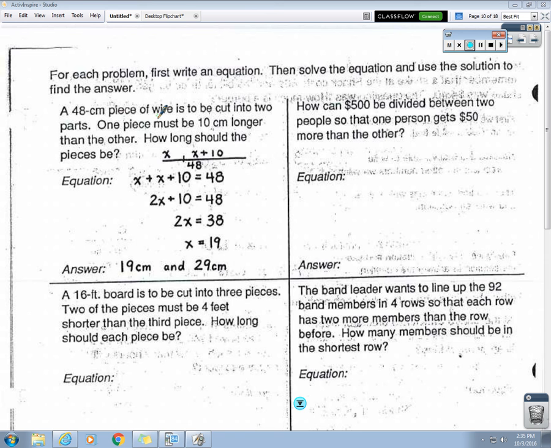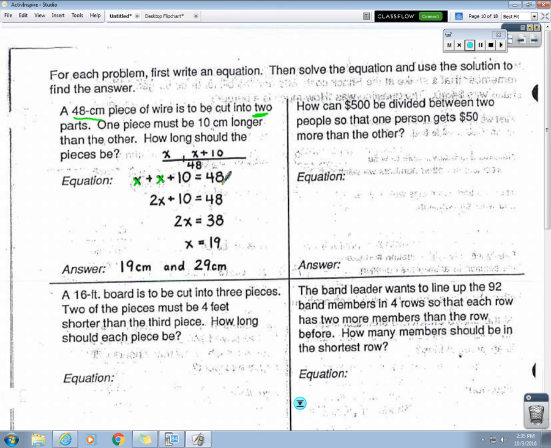Pay attention. A 48 centimeter piece of wire is to be cut into 2 parts. One piece must be 10 centimeters longer than the other. How long should the pieces be? Okay, since you're cutting this wire into 2 parts, that's why they had a need for 2 different X's to represent part 1 and part 2. Now, they told us one of those pieces was 10 centimeters longer than the other. So see how they added 10 to one of the pieces but not the other? And then it equaled up to 48, the total length of the wire.